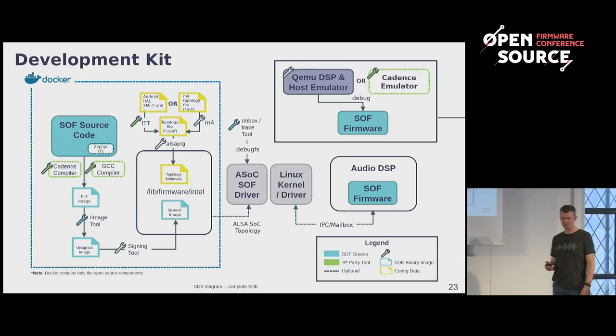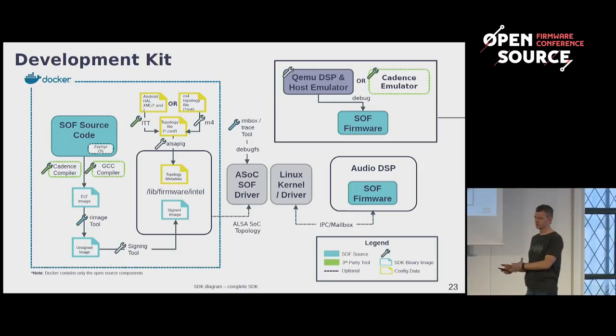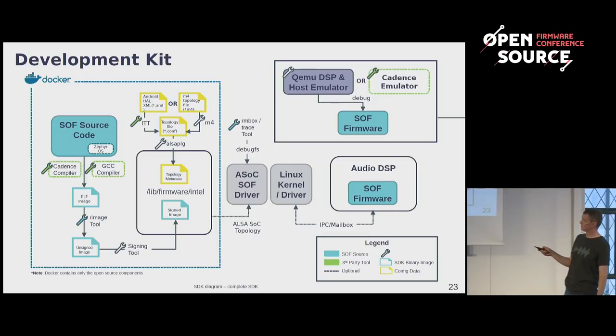The development kit looks like this. Because we're releasing a firmware, you're not just releasing firmware source code, you have to release an SDK. Because the tools are quite customized and specialized. So remember, I talked about the compiler options here. So we have either the GCC or the Cadence compiler. We have the image tool, and we have the signing tool. These are all open source. The one that isn't open source is the Cadence compiler. We have a topology compiler as well, which is open source. So these parts are open source.